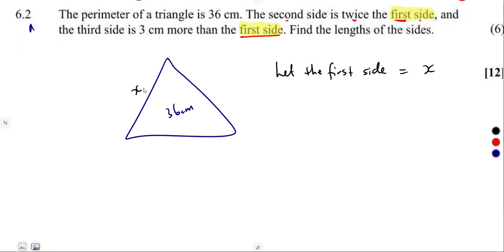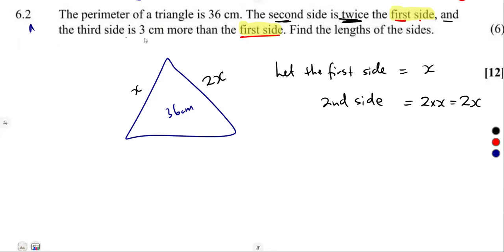So if the first side is equal to x, what about the second side? We are told that the second side is twice, which means multiply by 2. So that's 2 times x, which is 2x. So the second side is 2x.